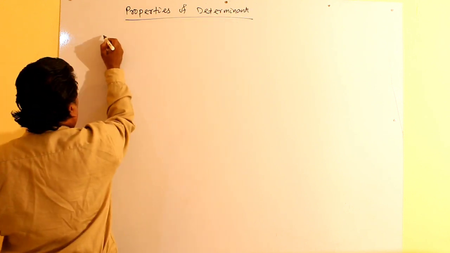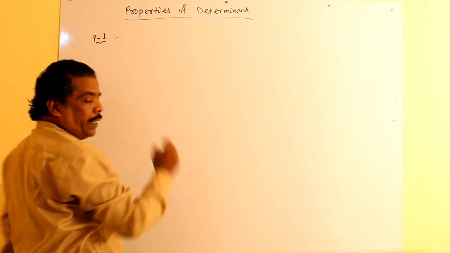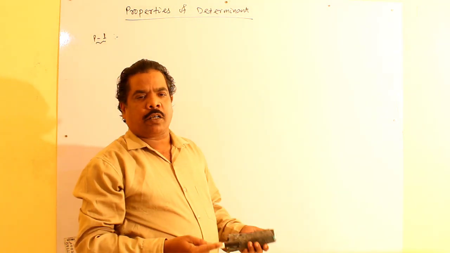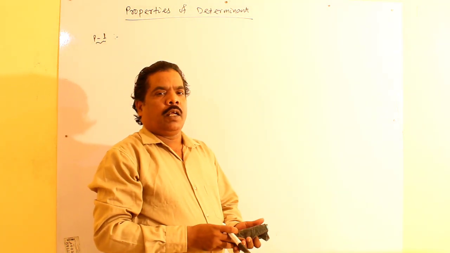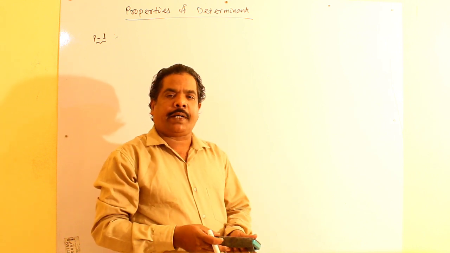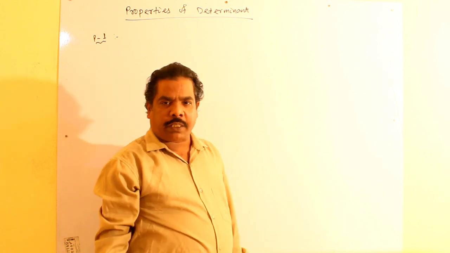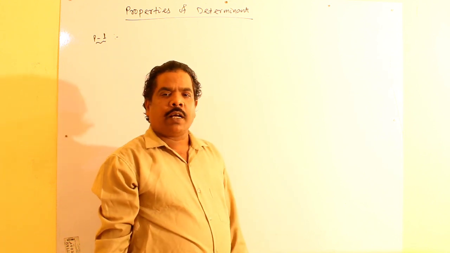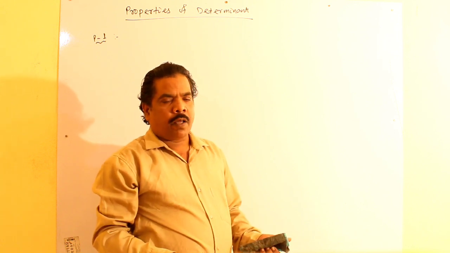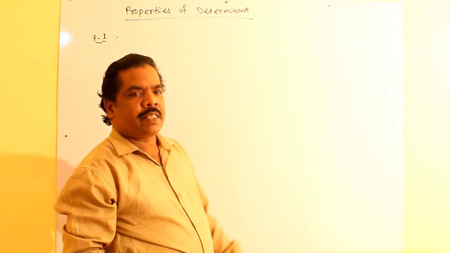Property 1. In determinant, in any order determinant, second order or third order or any order, if rows and columns are interchanged, then the value of determinant remains same. So the value of determinant is unaltered if rows and columns are interchanged. If rows are written as columns or columns are written as rows, then the value of determinant is same.